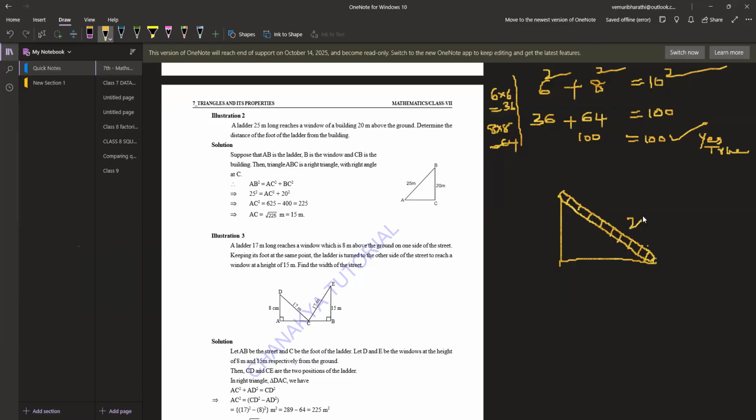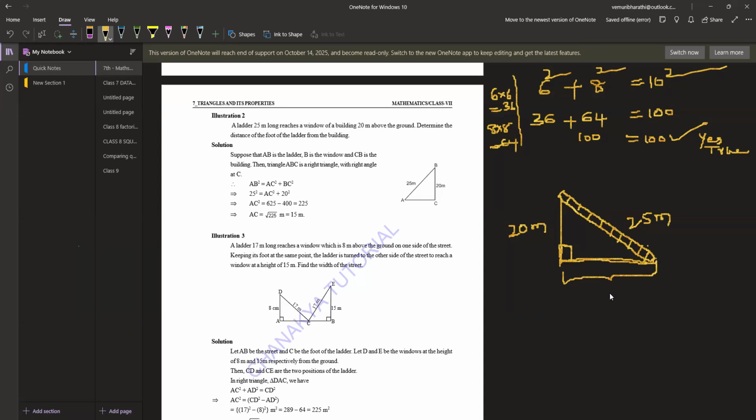The ladder length is 25 meters, given, and the height of the building is 20 meters. You should calculate this distance, children, from here to here. How are you supposed to calculate? Can we think, is a right angle triangle formed here? Yes. Can we apply the Pythagoras property here?